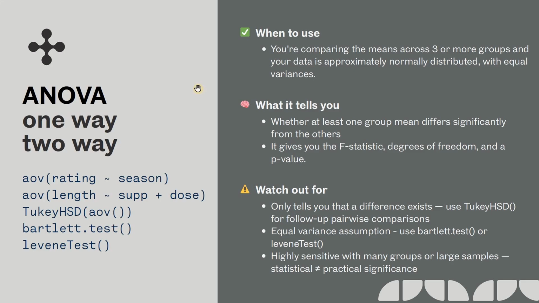Now what do we do if we have more than two groups we want to compare? We can use the ANOVA, or analysis of variance, that compares the variance between groups to the variance within groups, and then runs the f-test or the f-statistic. We will follow it up by pairwise comparisons that we do with the Tukey function, and then we have several tests to check if the variance is equal.